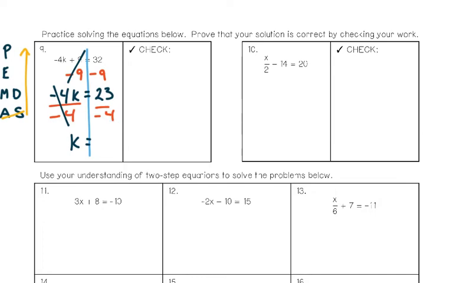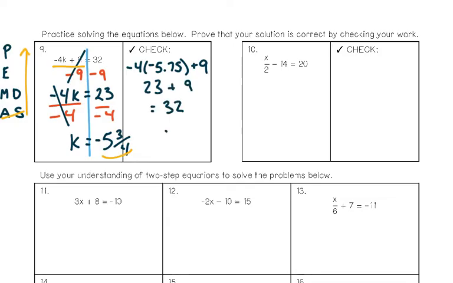And I'm going to try to figure out how many times 4 can go into 23. So 4 goes in 4, 8, 12, 16, 20. That's 5 whole times with 3 left over out of that 4. So negative 5 3/4. To check this, I'm going to go ahead and plug in what I got for k back into the original equation. When I do that, I end up with 32. Since that's what the original equation equaled, I know I did my math correctly.